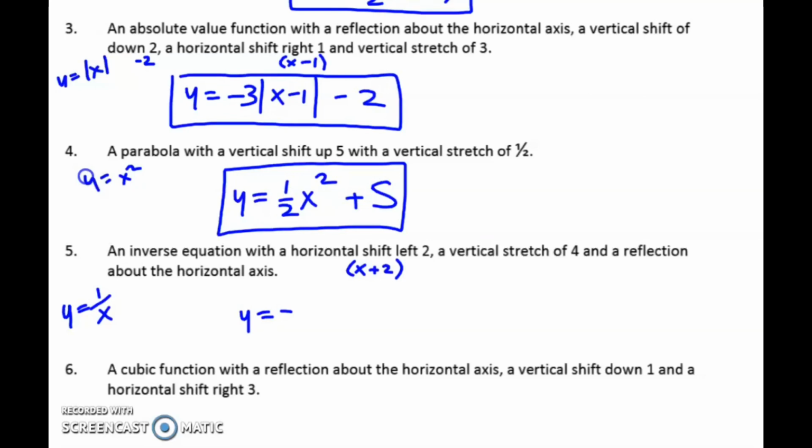Now if you notice, this is 1 over x. So I've got a vertical stretch of 4. That's got to go in the numerator, because if you put it in the denominator, it's actually a 1/4. So it's got to go up top. Reflection about the horizontal axis. Did that, sorry. Left 2, so that's going to be an x plus 2 down here.